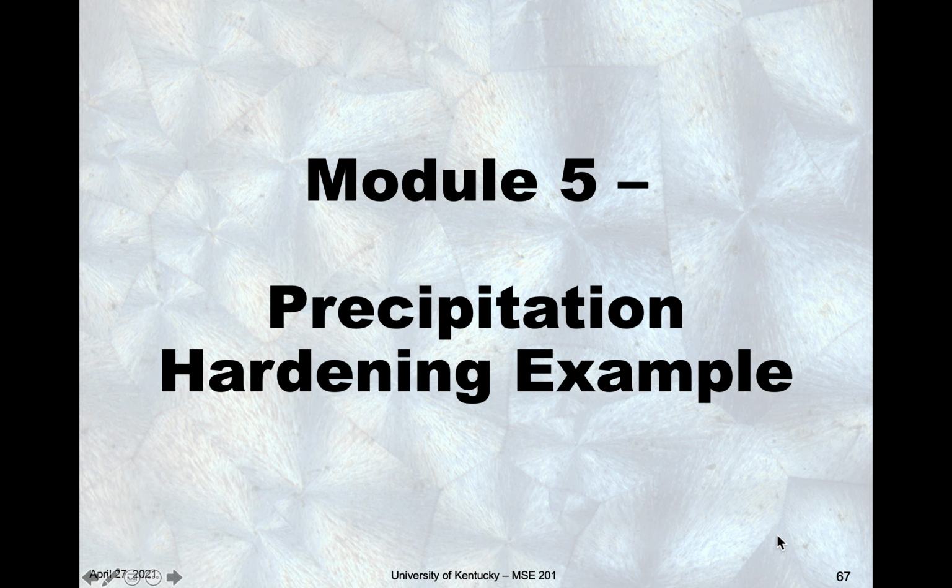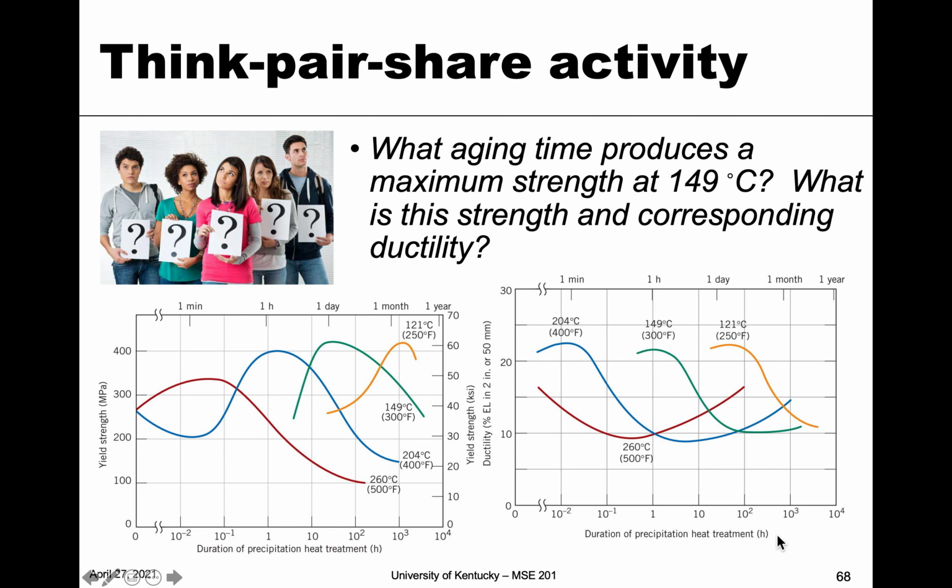All right, in this module, we're going to go over an example of precipitation hardening. With the plots that we just saw in the previous module for the copper alloy with aluminum, we're going to look at what aging time produces a maximum strength at 149, and what is the strength and corresponding ductility. So using the plots that we have, see if you can determine the time at 149 that gives maximum strength, and then cite that strength and corresponding ductility.